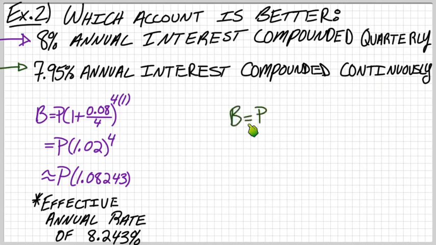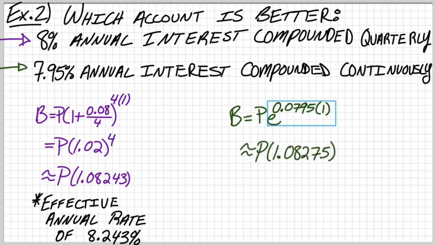For the balance of my account, I don't know the investment, it doesn't matter, so I'll just put P there. And then for compounded continuously, I need e to the r times t. In this case the rate would be 0.0795, and since we're going to compare the effective annual rate, I'll just put 1 for the year. If I can calculate this, this will give me my growth factor that I can compare and get the effective annual rate from. That's something we can do in the calculator pretty easily. I'll approximate it to 4 decimal places here, 1.08275.